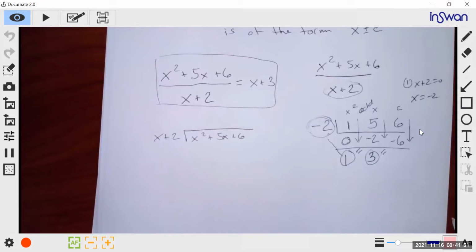Yes. So does the first column always start with 0? Yes, because there's nothing there. Remember, these other numbers come from this times this. There's nothing here, so -2 times 0 is 0. So now we add: 6 minus 6 is 0.